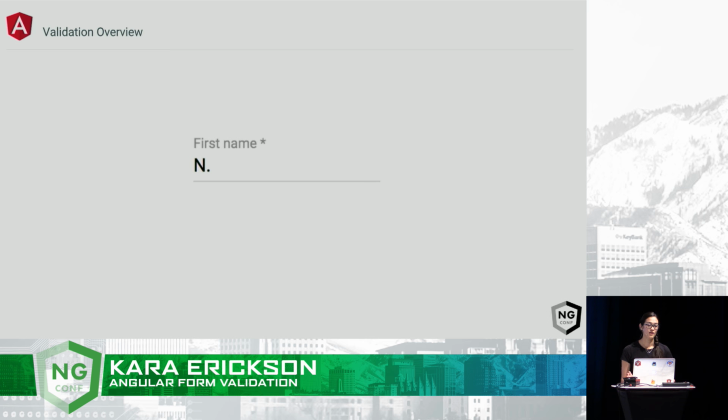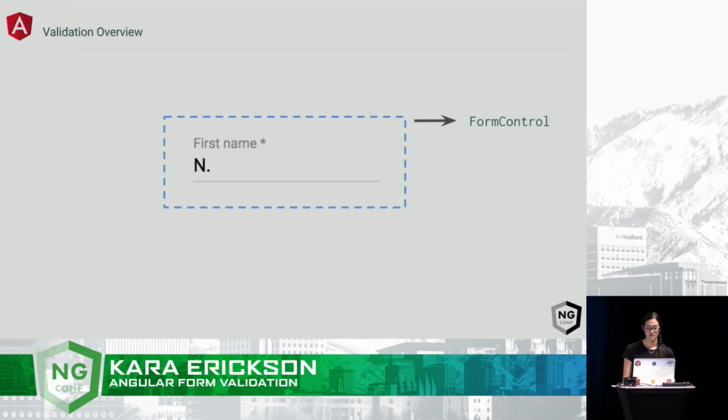So for every form control element in the DOM, there is a corresponding form control object in Angular that represents that element's state. That form control object has a number of properties that are useful for validation, such as the value. And it can also allow you to configure validation rules to determine whether or not you should show error messages.